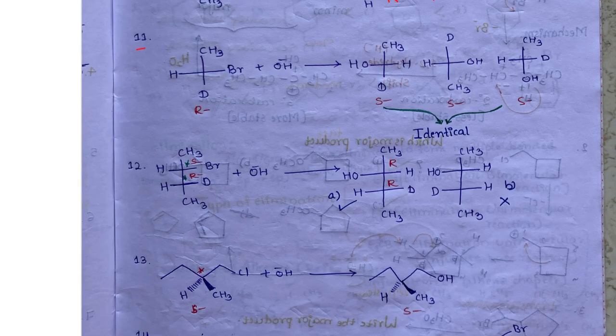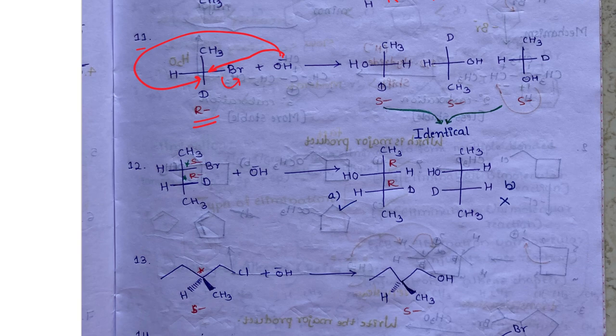11th question. In this, a Fischer projection structure is given. When the nucleophile attacks, the leaving group leaves. Like this takes place, or like this takes place. You can imagine it in the examination. Don't think that if Br leaves, OH minus attacks from the backside; you have to analyze its RS configuration. For example, if this is R, the formed product should be S.